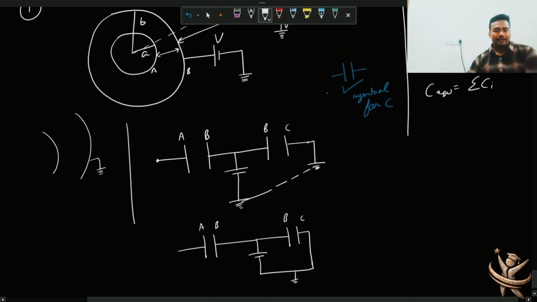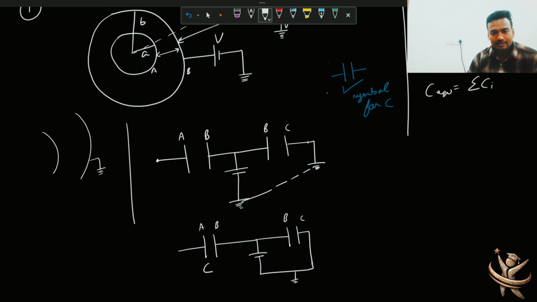So effectively this capacitor is not connected to the battery. The battery's job is to give charge to the capacitor, but it is actually taking charge from one plate and giving it to the other plate. But if I talk about this A plate, it's not connected, so where will it get charge from? It should be connected to the battery. So this capacitor is not going to be active. The only active capacitor is this one. And what is that? C_BC. It's just one single capacitor.